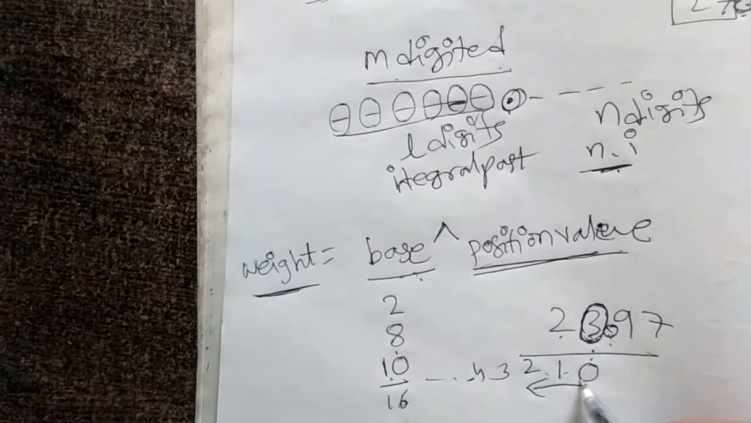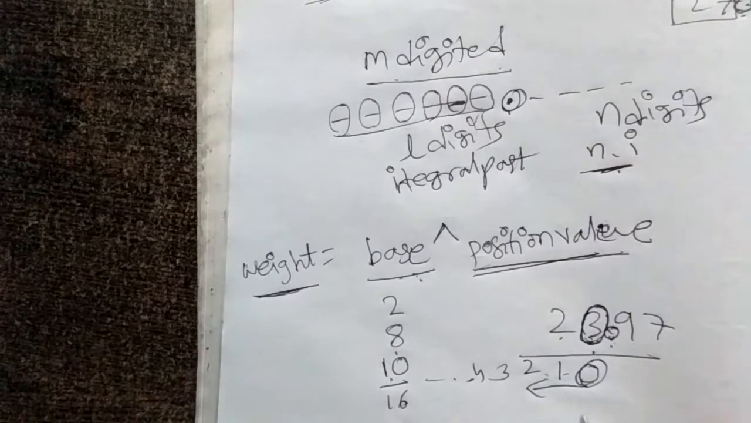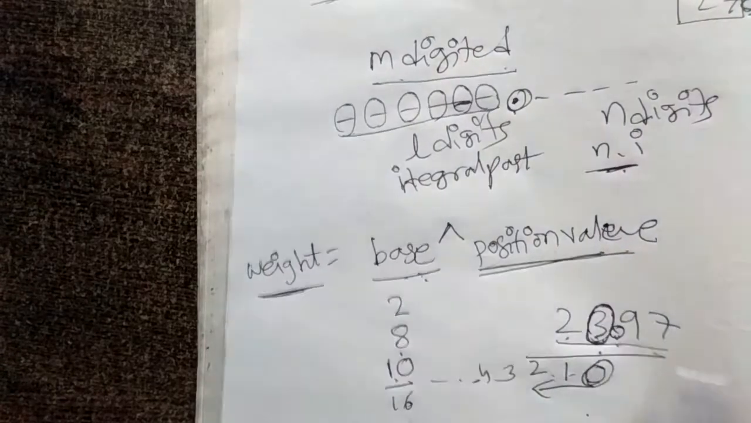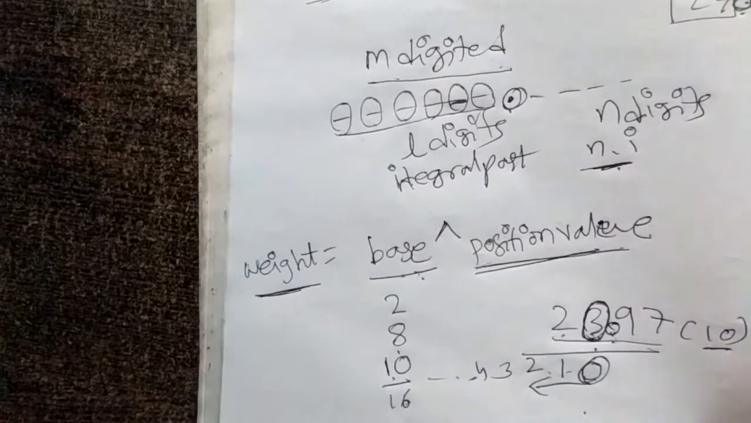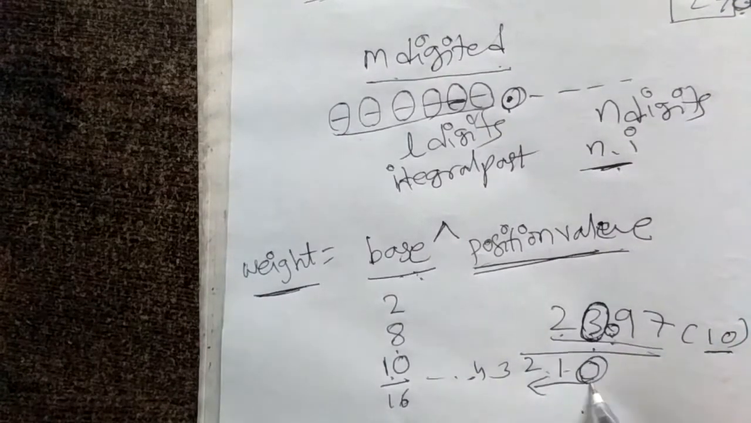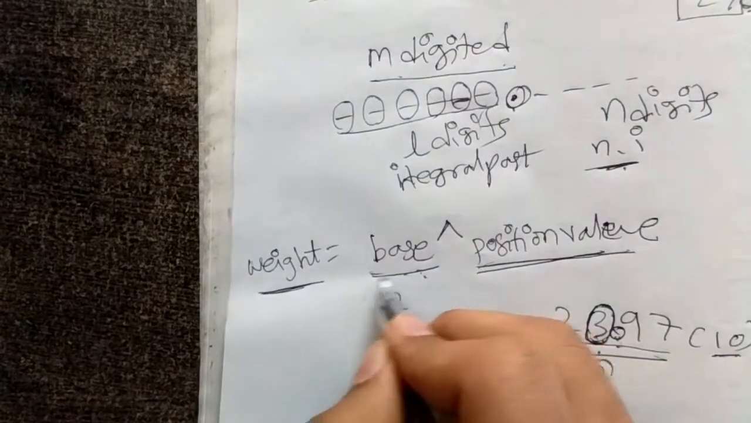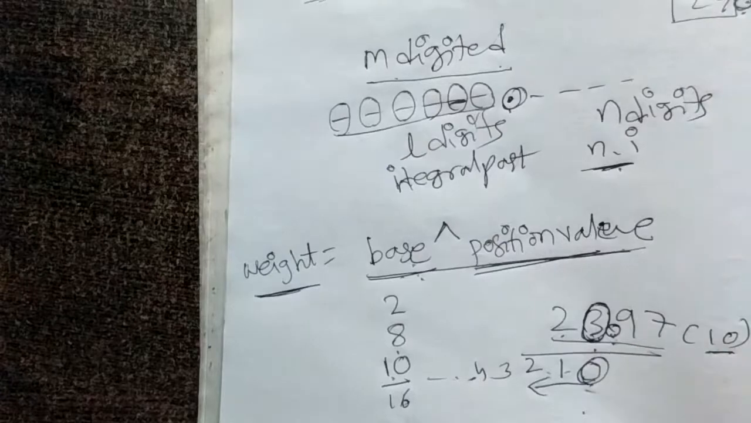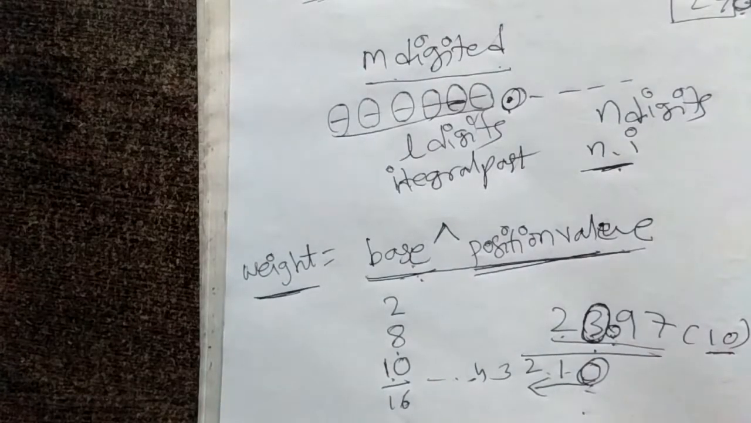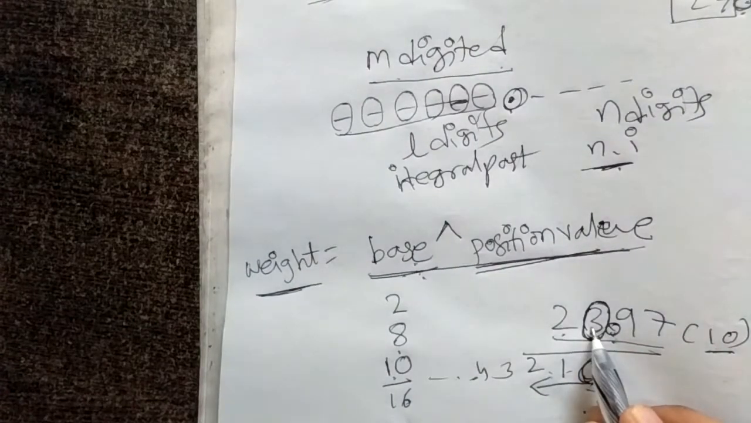So this 3 is called the face value, 0 is called the position value, and since we are counting this number in the decimal system, the base is 10. So your base raised to the power of your position value, 10 raised to the power of 0, is your weight, multiplied by the face value. The summation of all those things would give your number.